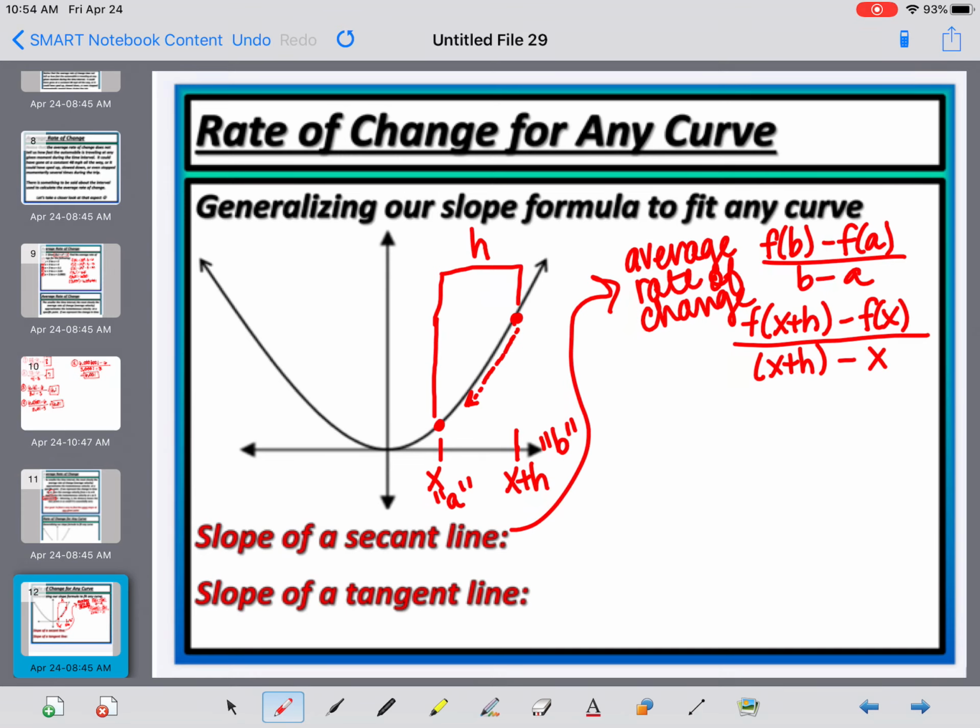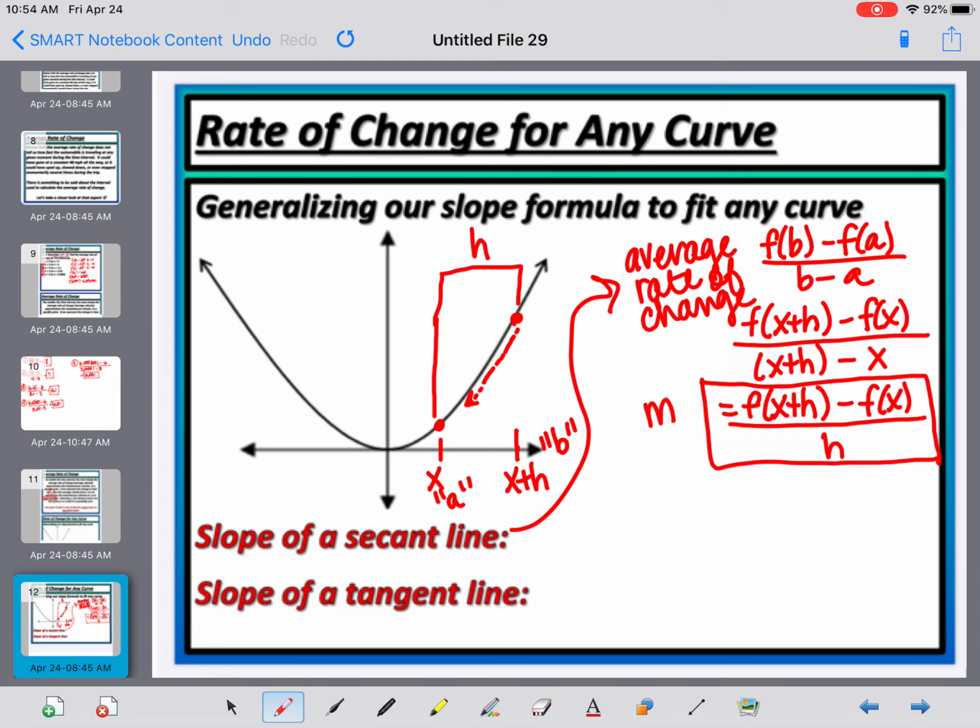Okay, so in the denominator here, when you simplify that, x plus h minus x is just h. And we like to use this x and x plus h notation because that's what we're going to use in just a second for the tangent. And we like for our notation to be cohesive between the two things.